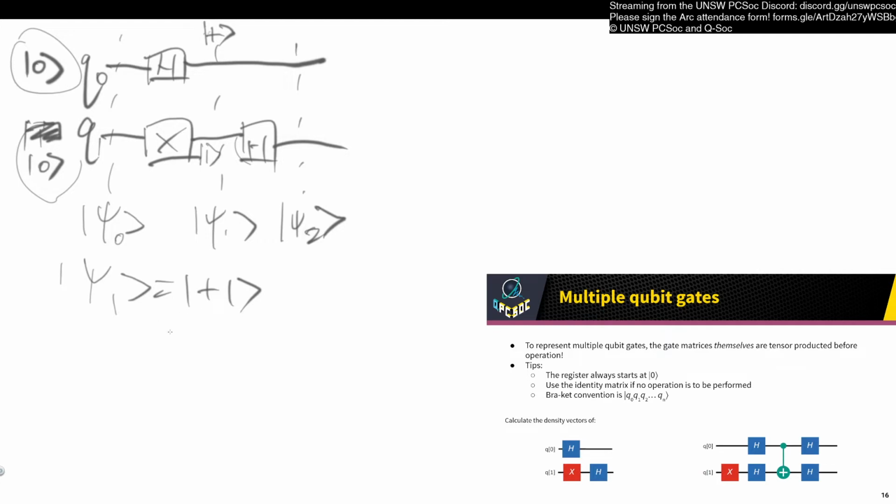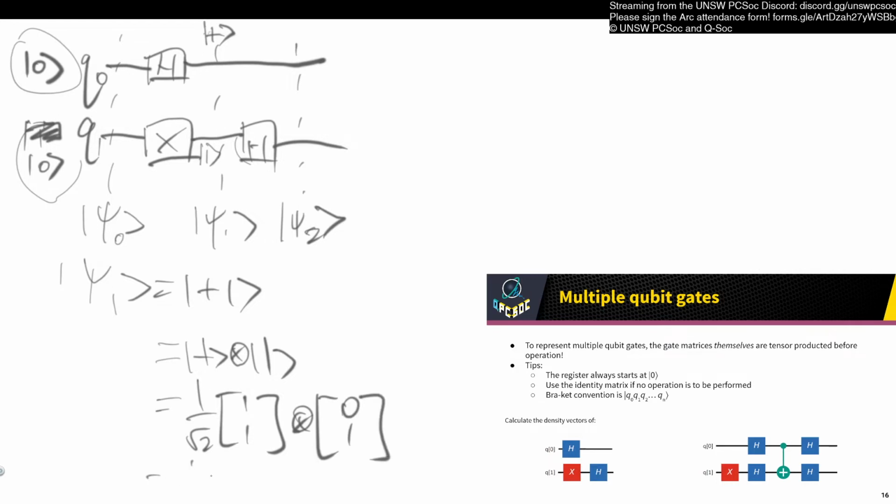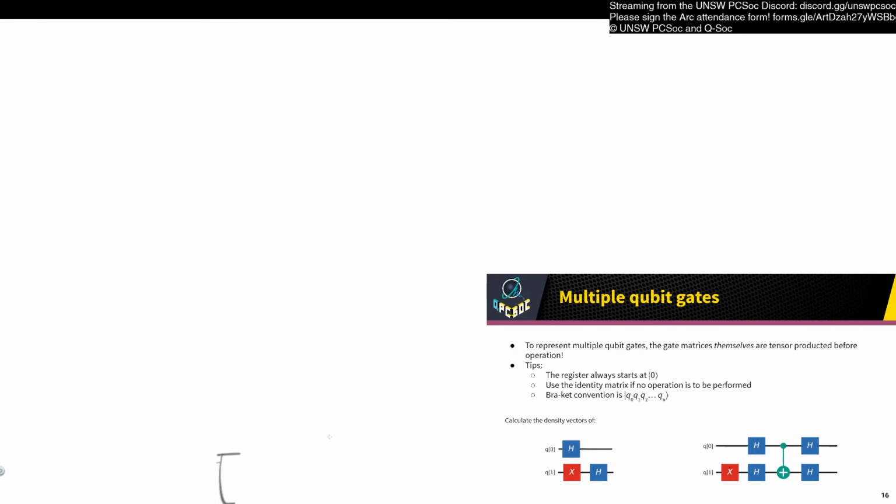Okay, so let's try to use the density vector to apply our matrix transformation, because this might not be immediately obvious. So this will be a tensor, equal to 1 on root 2, 0, 1, 0, 1. Oh no, I'm going to run out of space.